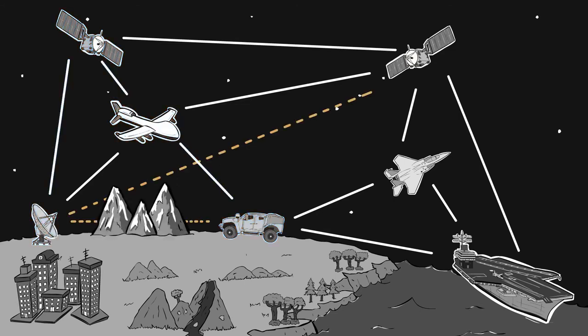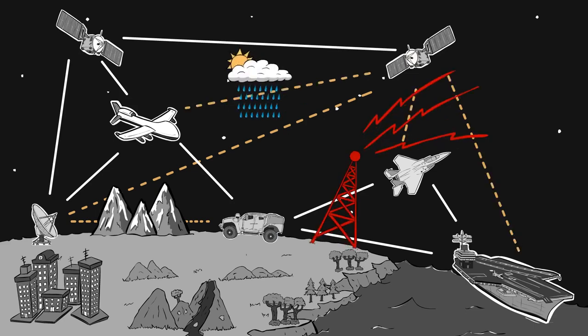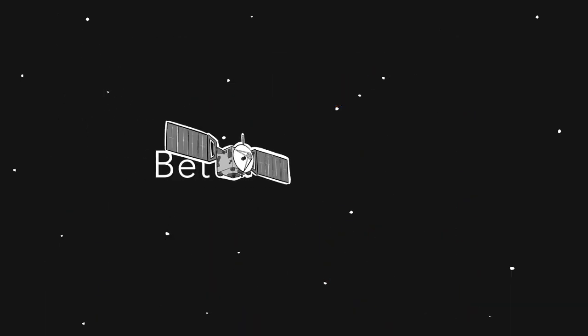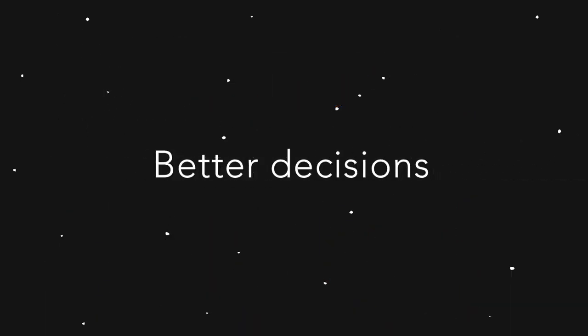Will terrain get in the way? Will weather have an effect on my comms? Will this jammer disrupt my mission? These are just a few of the many problems that our game-changing software can solve in all the phases of a program lifecycle. AGI software helps you make better decisions for things that move in space and time.